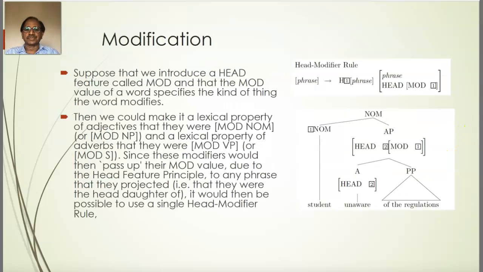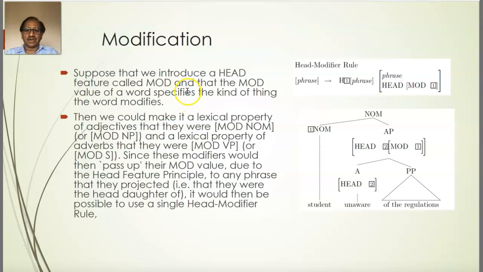Let's go further. Right. Now let's look at modification. Remember, we had a head modifier rule earlier, where we had a rule which says a phrase will consist of a phrase and a modifier. We said there is no change in the specifier and complements values of phrases. Okay. Now what we are going to do is introduce a head feature called mod. Mod is modifier, and the mod value of a word specifies the kind of thing that word modifies.